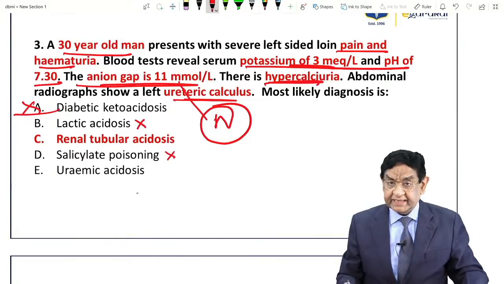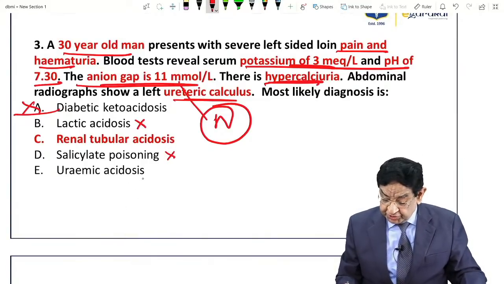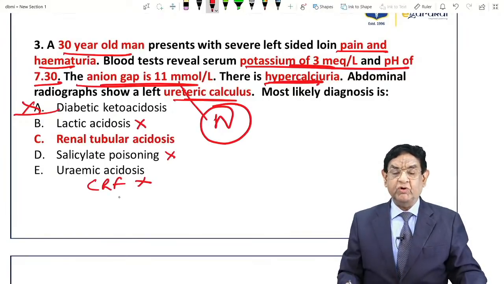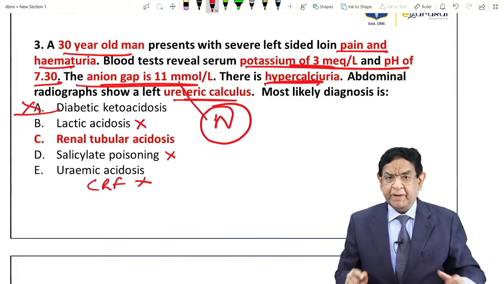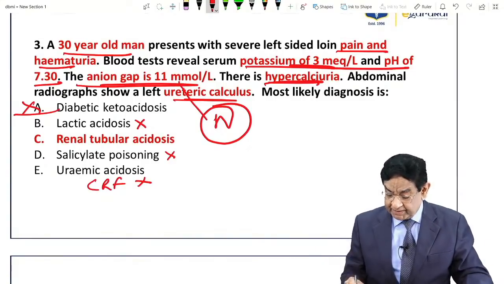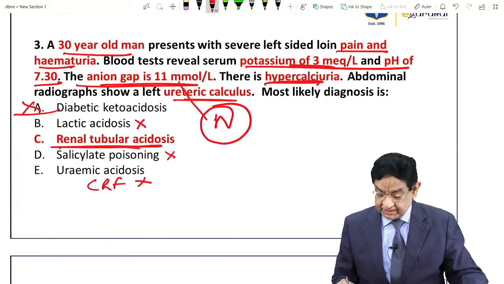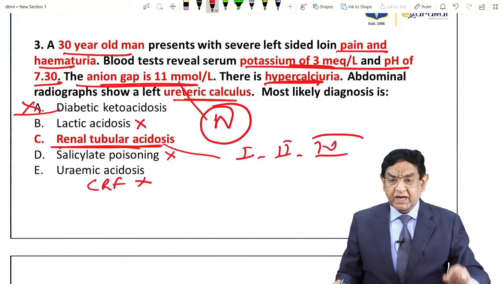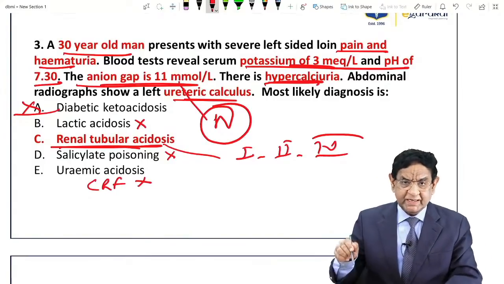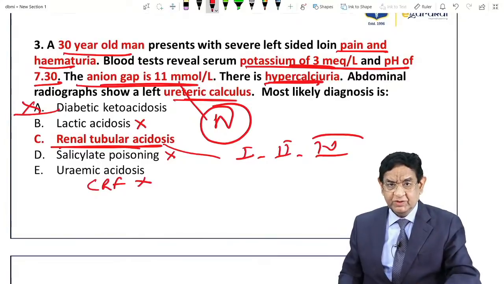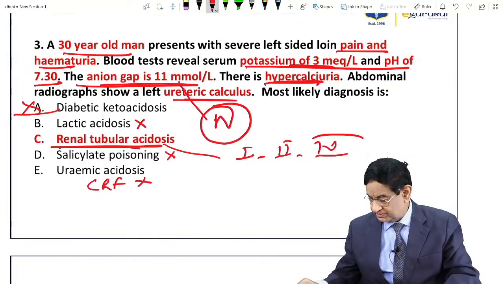Salicylate poisoning, anion gap is increased, ruled out. Uremic acidosis, that means chronic renal failure, is ruled out. It's all increased anion gap. By the rule out technique, we know that we are dealing with normal anion gap, and the only normal anion gap we see is in renal tubular acidosis, where we have type 1, type 2 and type 4. Now I give you another 20 seconds. Tell me in this question which type of RTA is there. Quickly do it in 20 seconds.